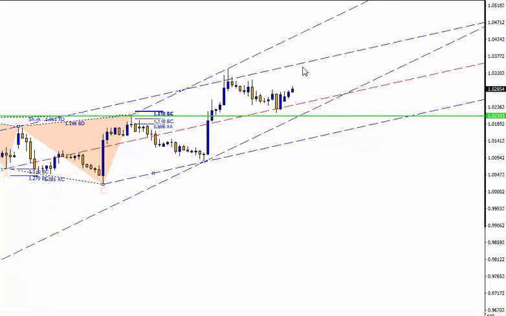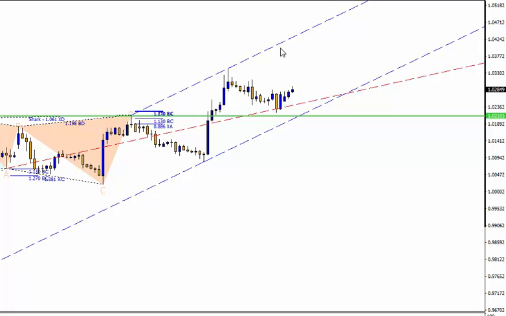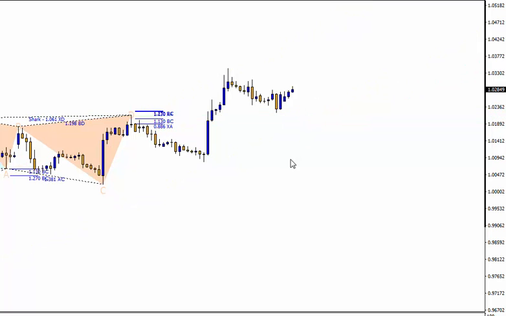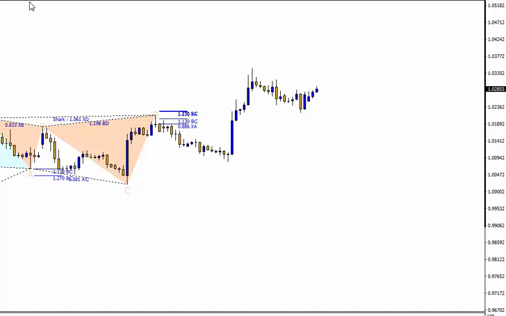Same kind of scenario here. There's just too many lines here. Let me just get rid of these lines and let's do something fresh. Okay. Now, as you can see, we had this pull back from this level.